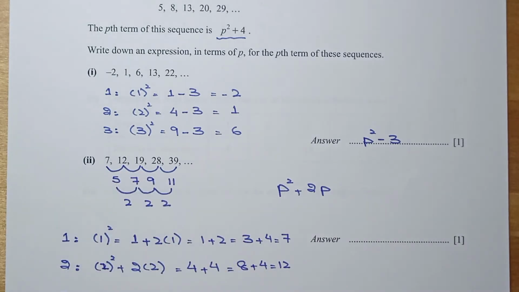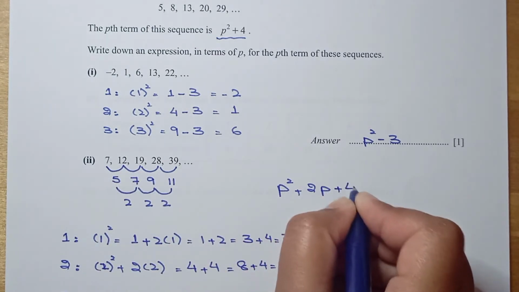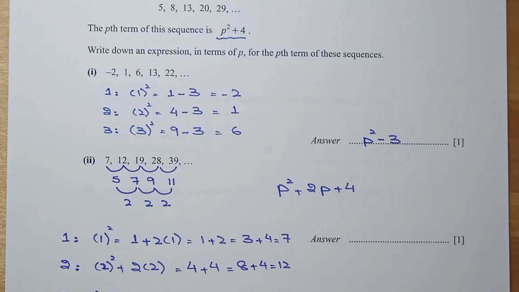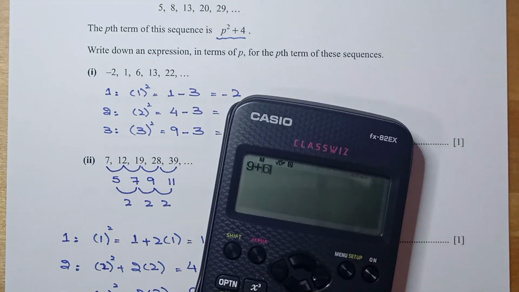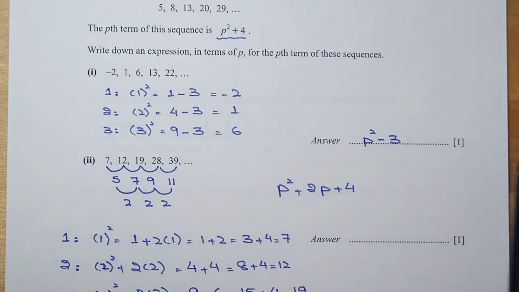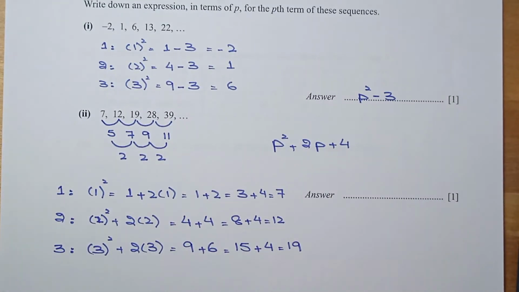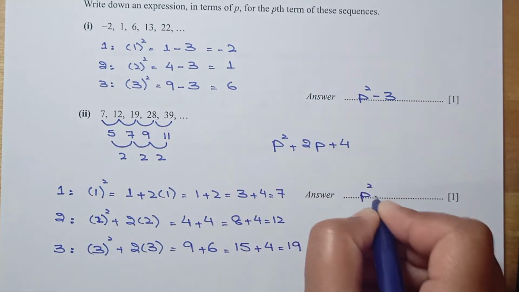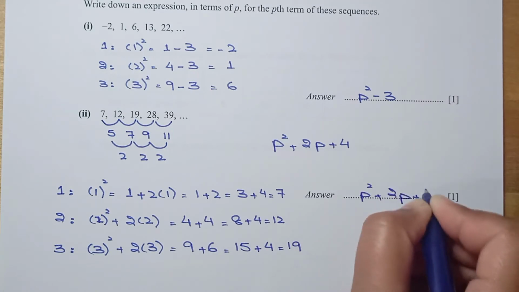Let me check for the third term as well. So it means we need to add 4. For the third term, 3 square plus 2 times 3. So we have 9 plus 6, which is 15. In 15, if we add 4, we will get 19. That is the third term. So the pth term formula for this sequence is p square plus 2p plus 4.